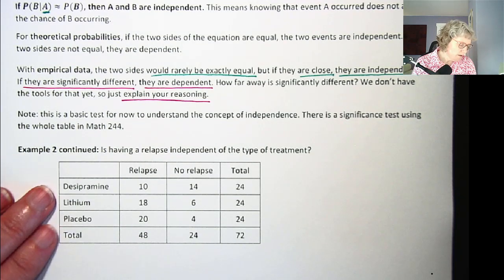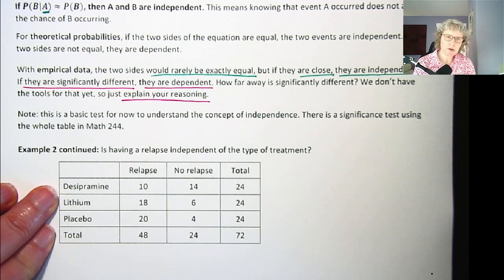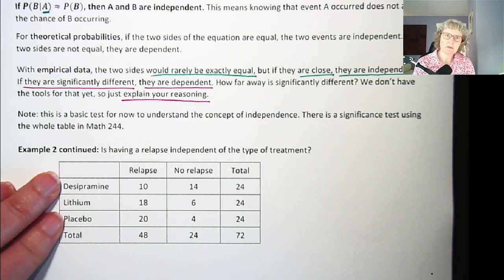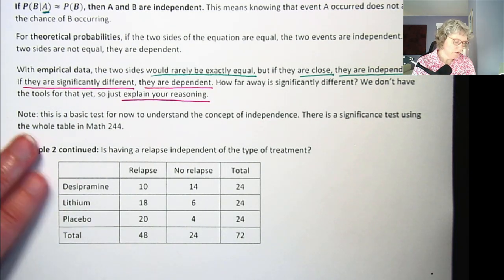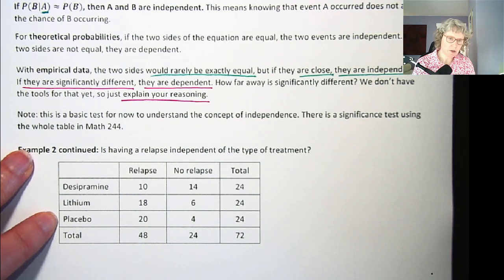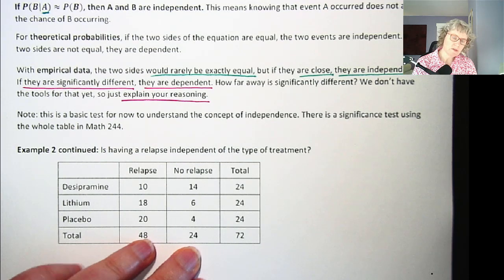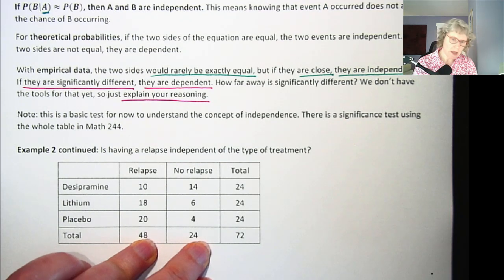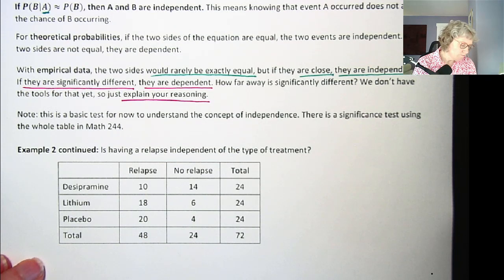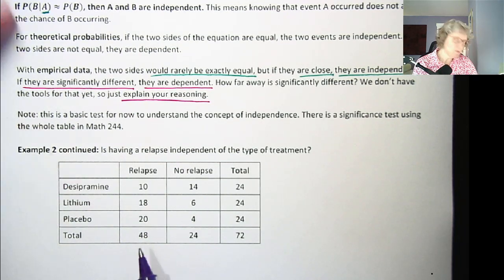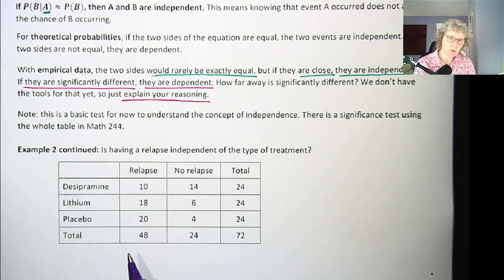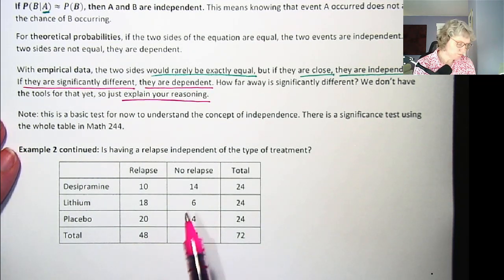Okay, so we have this data table from our experiment that we've been looking at for a treatment for cocaine addiction. There were three groups, desipramine, lithium, and placebo, which are in the rows. Then the results were recorded, whether someone had a relapse or did not have a relapse, and then the totals. This formula can be kind of challenging, so I'm going to do it intuitively first and then show you how it fits with the formula. You don't have to use the formula unless you want to.